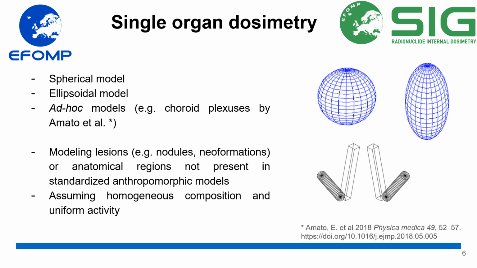A second type of nuclear medicine dosimetry is single organ dosimetry, in which a specific organ of interest is modeled using a spherical model, an ellipsoidal model, or an ad hoc geometry, like the one reported for the choroid plexuses in the bottom right of the slide. This kind of dosimetry is used especially to deal with lesions or with anatomical sites not present in standardized whole body models. In these cases, the focus is put on the specific site, assuming its homogeneous composition and uniform radionuclide uptake.